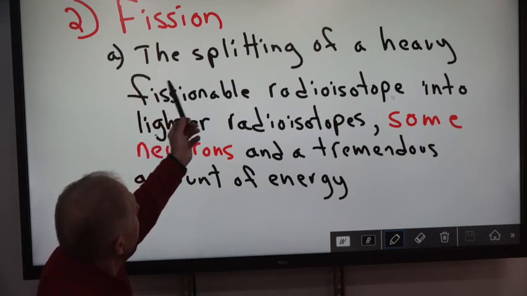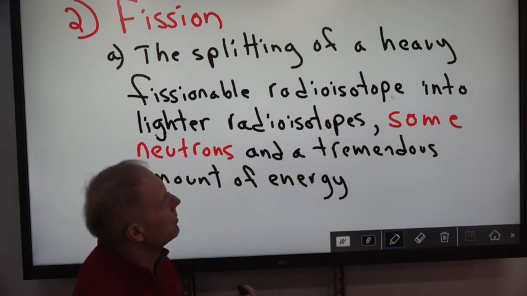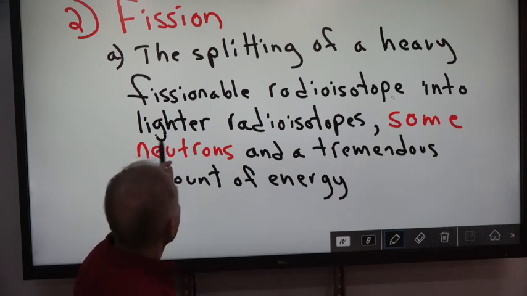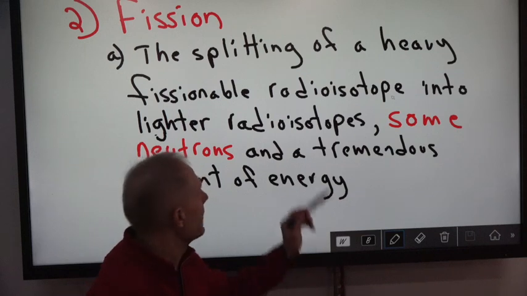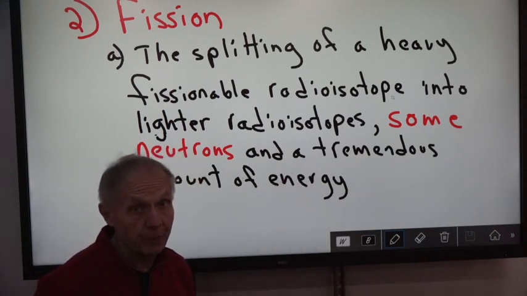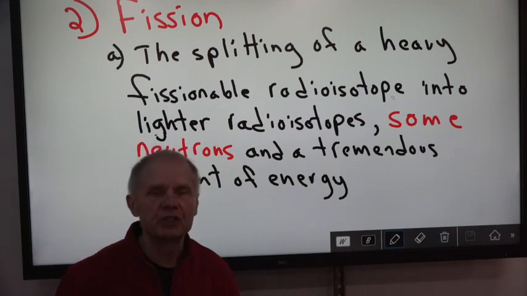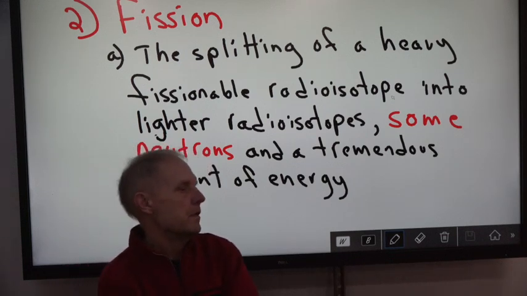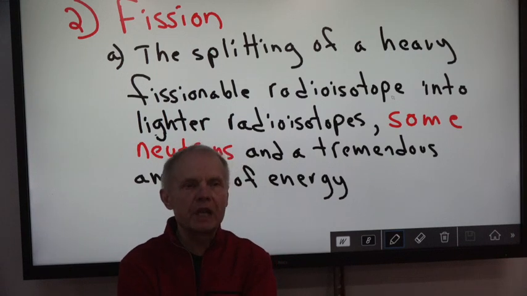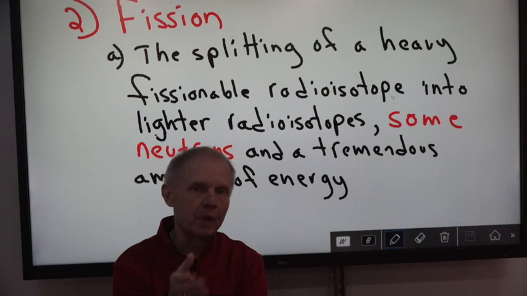Fission, the splitting of a heavy fissionable radioisotope into lighter radioisotopes. In red, I have some neutrons. That's going to play a huge part, and a tremendous amount of energy. Now, what the heck does fissionable mean? Remember I told you that there's at least 3 isotopes for every single element. Okay. Now, and at least one is radioactive.